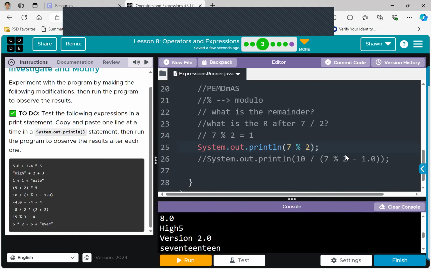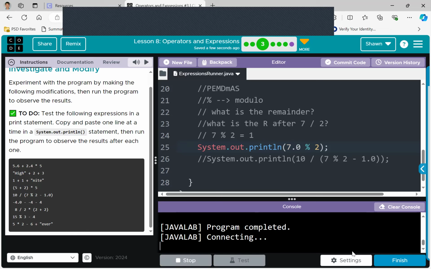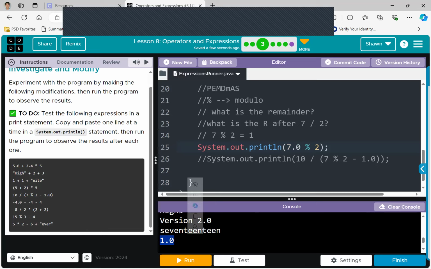Just for fun, what if I change 7 to 7.0, a decimal? Will that change anything? And it does. You'll see that if we were dividing 7.0 by 2, you would get a decimal answer. Let me show you that one more time. And then when we do a mod, although it's going to be an integer value, you'll see it come up as a decimal anyway. And there you go.